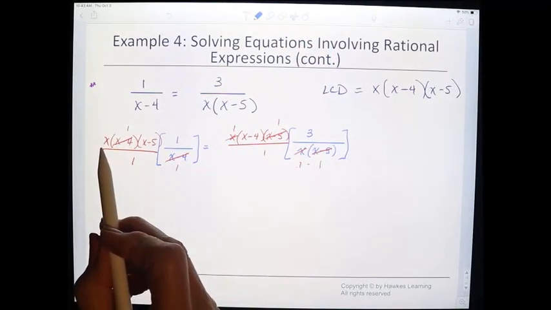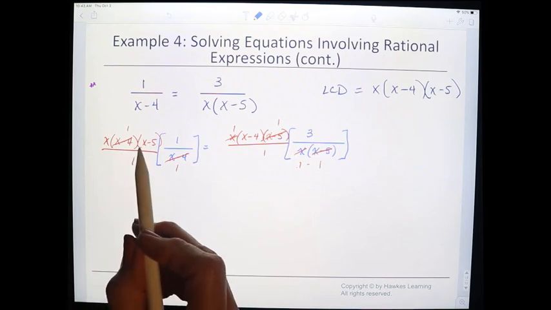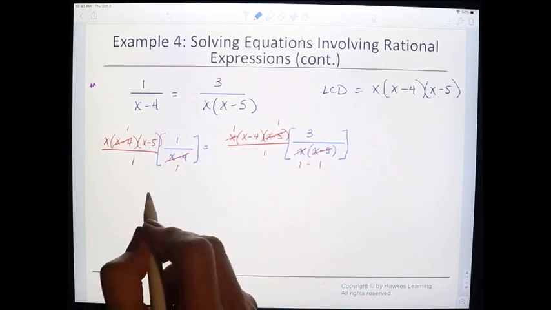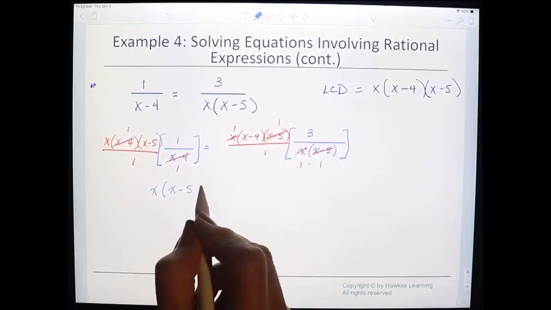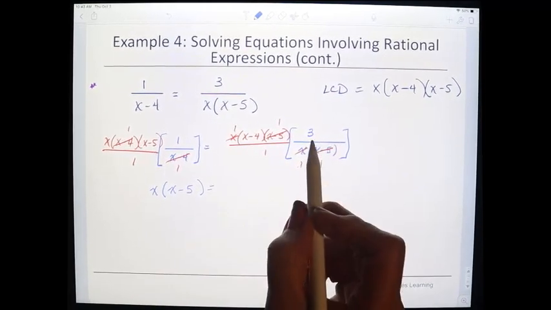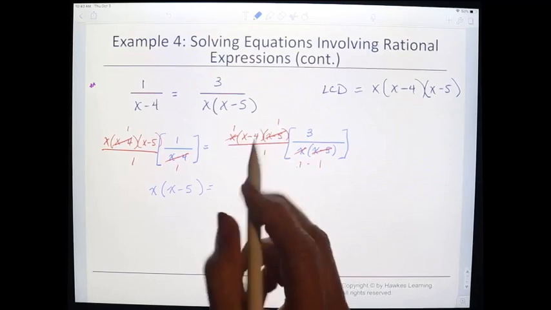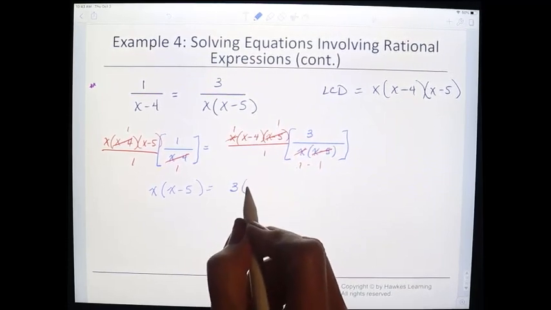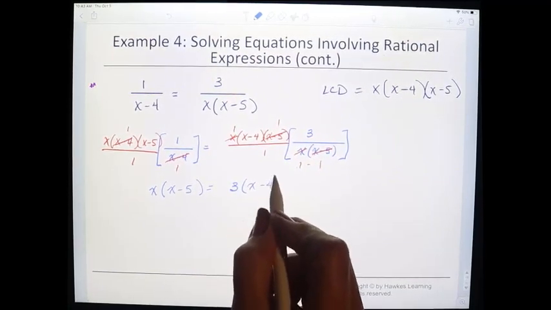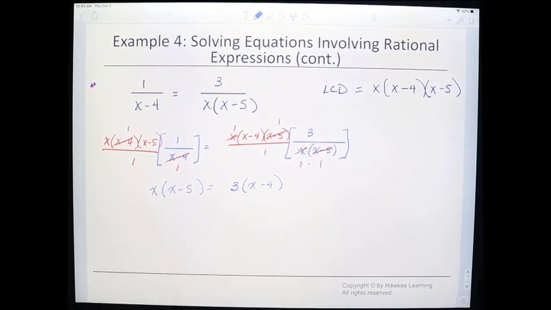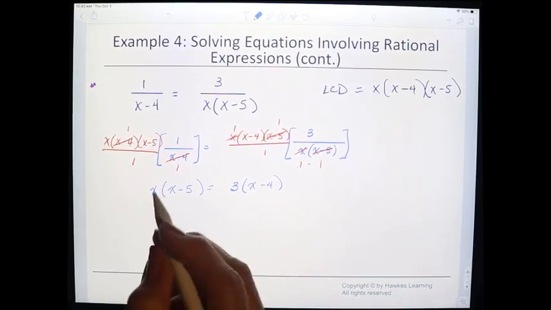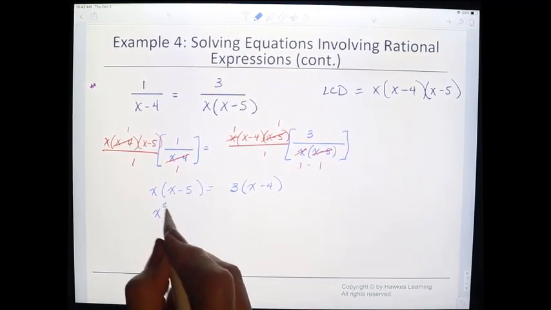So what I see standing here is an x times x minus 5 times 1. So I'm going to write down x times x minus 5. And what I see standing over here is 3 times x minus 4. And notice that on the bottom all I have is 1 times 1 and 1 times 1 times 1. So I'm not writing down denominators. I've cleared out the fractions. Now I'm going to distribute this x.